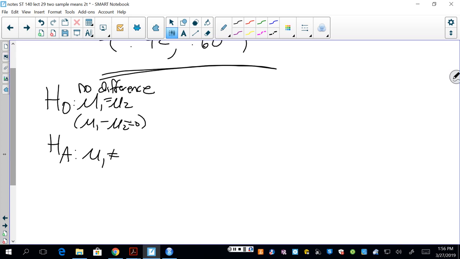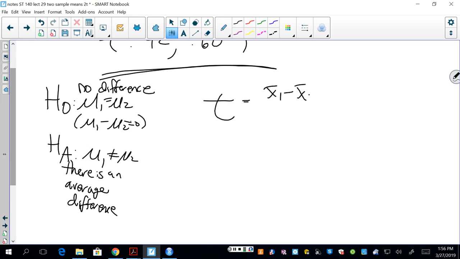Sometimes we do it one-sided, but you can also do it two-sided. There is some difference. For this one there is an average difference. So our t statistic is, or an estimate, well, technically, we subtract 0 because the difference is 0 here.